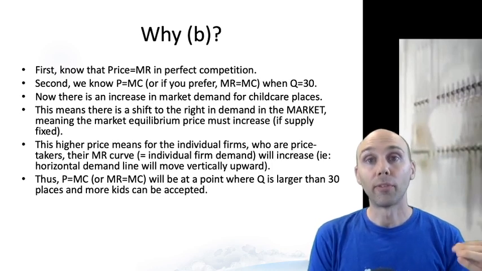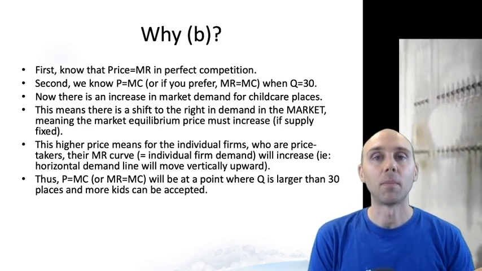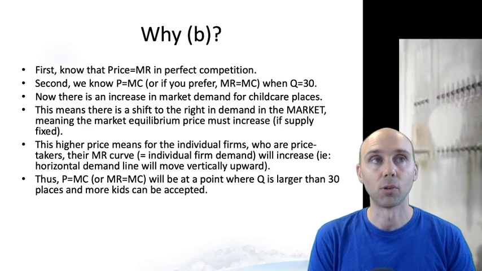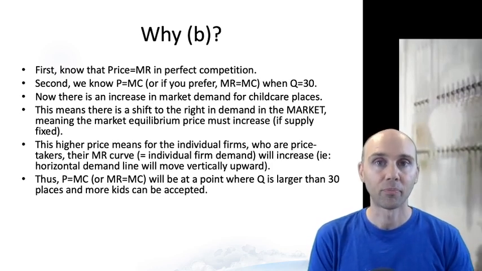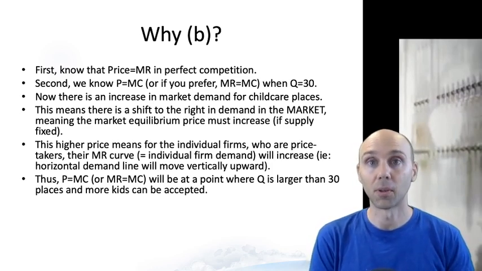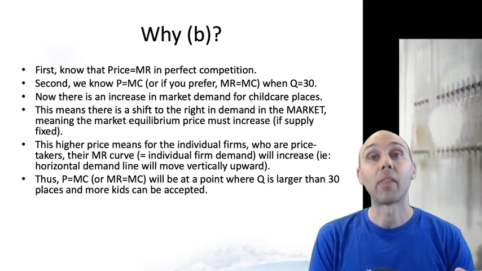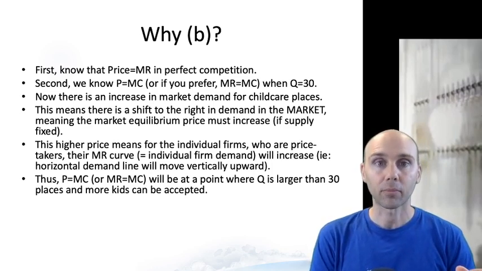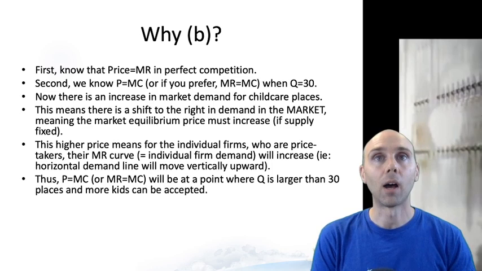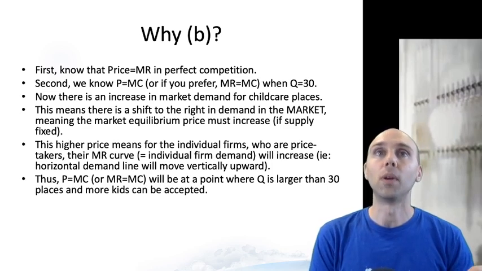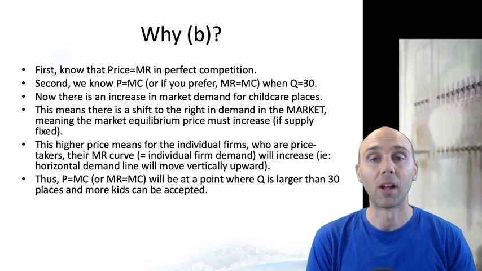At the individual firm level, they're facing a demand curve that's perfectly horizontal because they are a price taker. And before it was perfectly horizontal at the market price, and now that price has gone up. If that price has gone up, what happens to that new intersection point with the marginal cost curve?